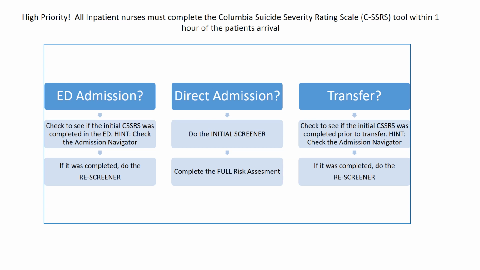And then if it's a transfer, you're going to check to make sure the initial scale was done, and it's usually in the admission navigator. And if it was completed, you need to do the rescreener. So at a minimum, you're going to be doing the rescreener for a patient, but just depending on where they've been and if it's been done, you either do the full assessment, which is the initial screening, or a rescreening.